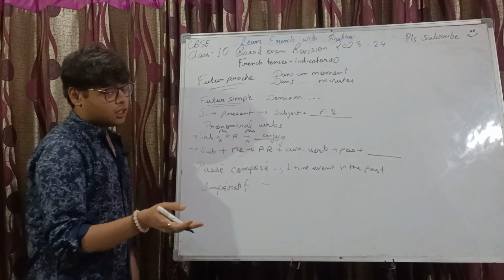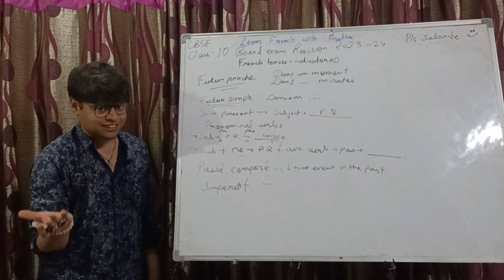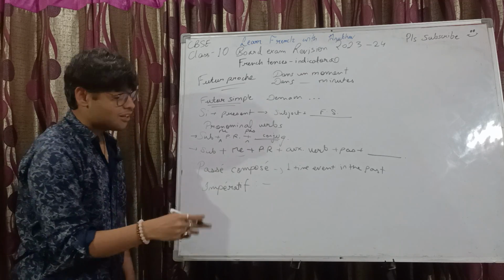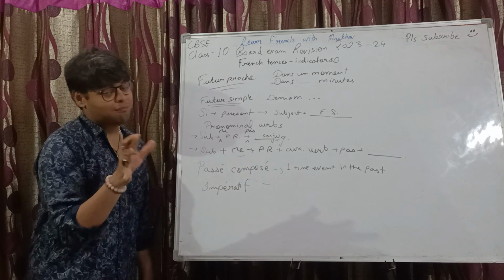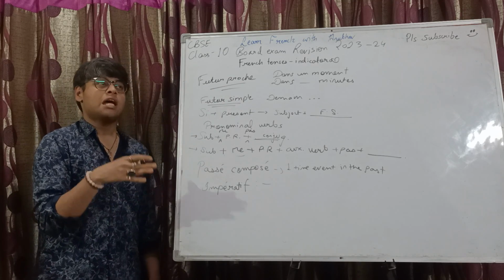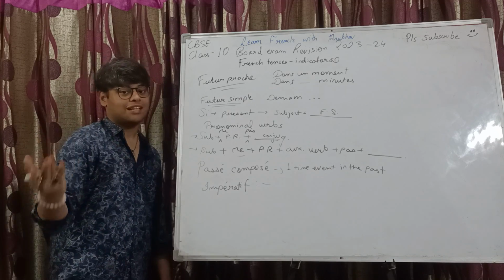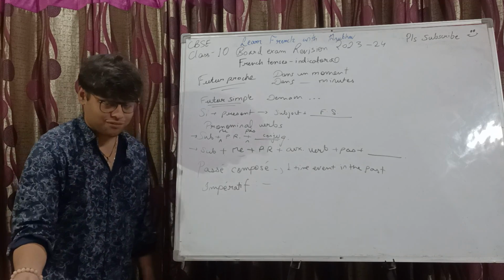Imperative. Conjugated with only tu, nous, vous. Interestingly, the subject is not there in the imperative conjugation. So, what is the indicator? There is a blank, there's no subject, and if you're lucky enough, you can get an exclamation mark. When there's an exclamation mark, it has to be imperative only.